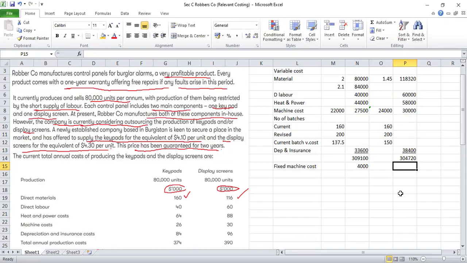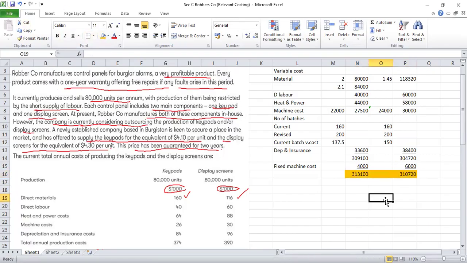So 304,720, and here we have a fixed proportion of 6,000 fixed machine cost. So the total sum is this plus this, and this plus this: variable plus specific or relevant fixed cost. This is the incremental cost if we are producing in-house. These are the relevant costs of in-house production. Any question?